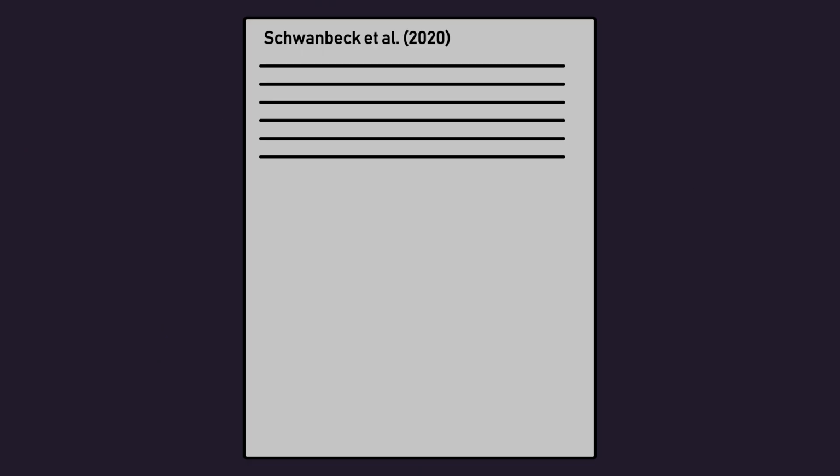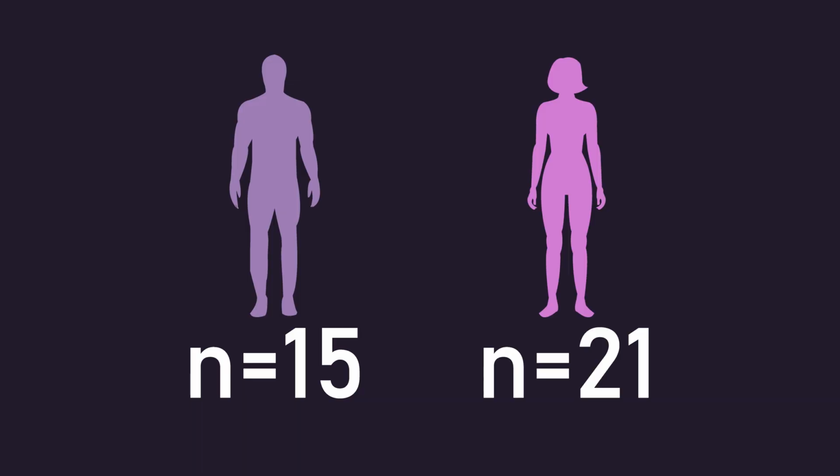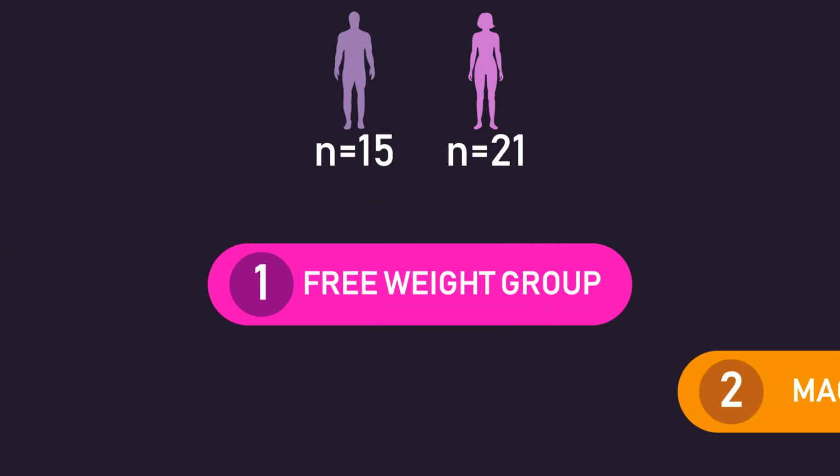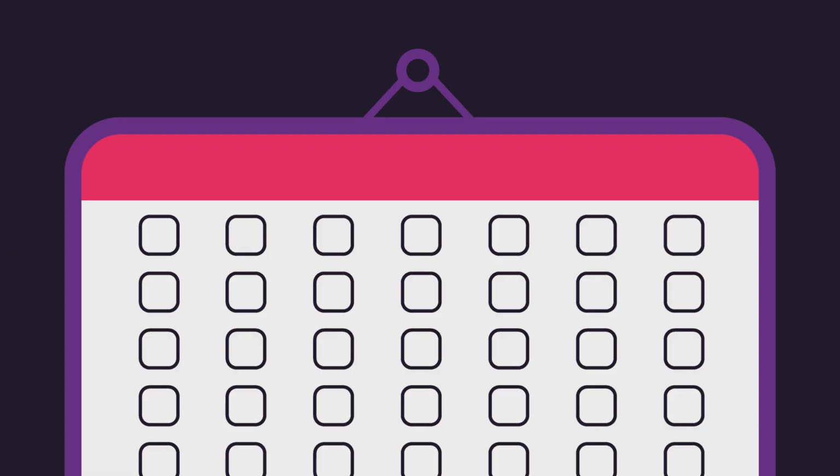This is what a recent study by Schwanbeck and colleagues assessed. 15 men and 21 women, with an average of 2 years training experience, were randomly assigned to either a free weight group or a machine group. For both groups, training consisted of cycling 2 days of training with 1 day of rest.